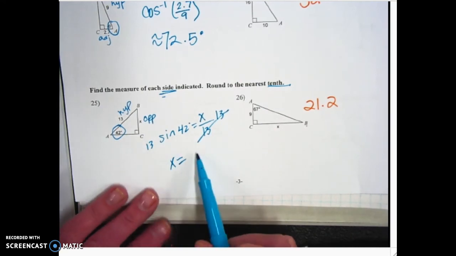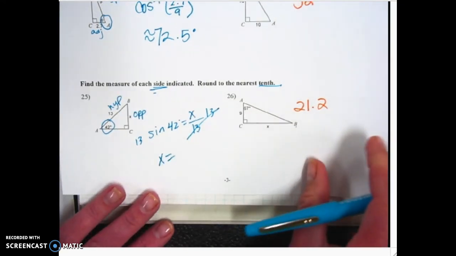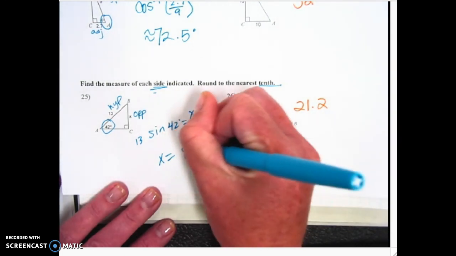Type 13 times the sine of 42 in the calculator. Hit the equal sign. Round it to the nearest tenth, I got 8.7.